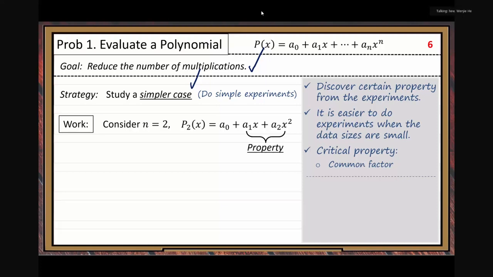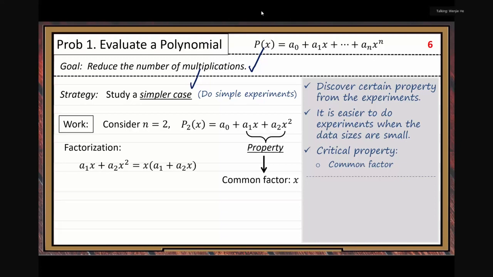When you see a common factor, can you do some special operation on it? What do you usually do on a common factor? Yes, we do factorization. So you factor that common factor X out. The remaining part goes inside a pair of parentheses.